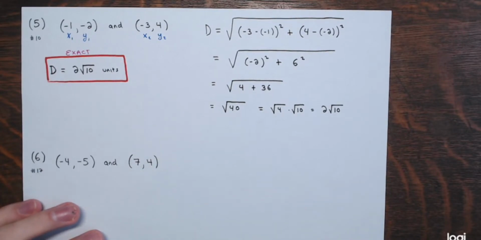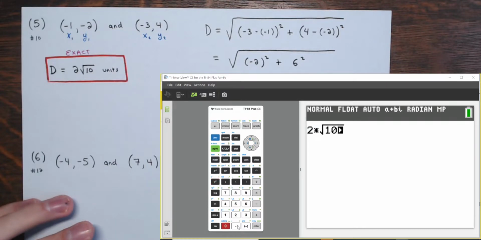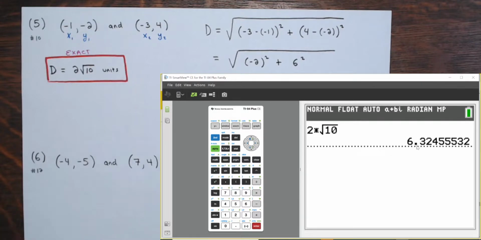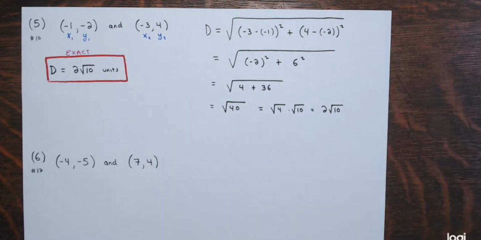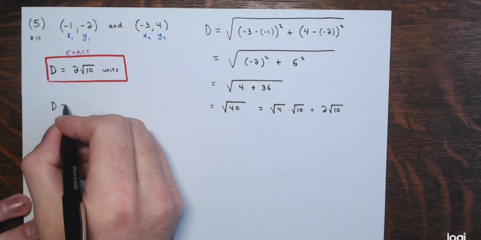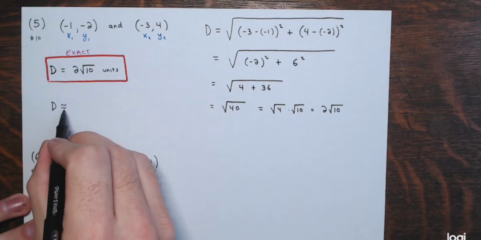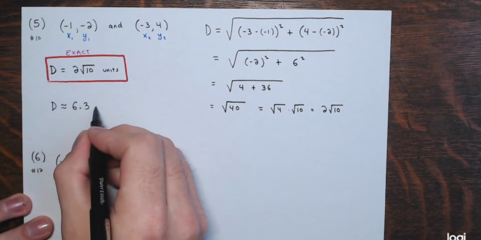So pulling up a calculator here. 2 times the square root of 10, or just the square root of 40, same thing. And if I'm rounding to the nearest tenth, that would round to 6.3. So this is about 6.3 units. So the distance is approximately equal to, wavy equal sign, 6.3 units apart.